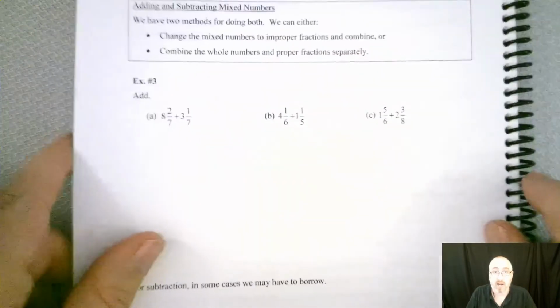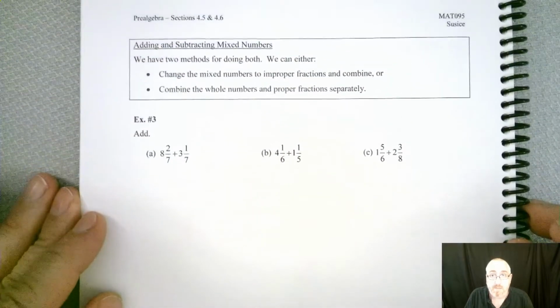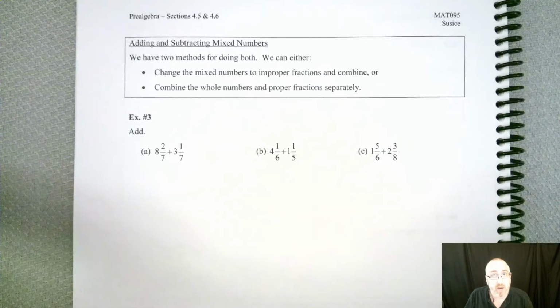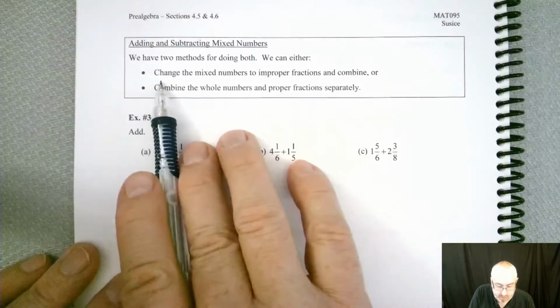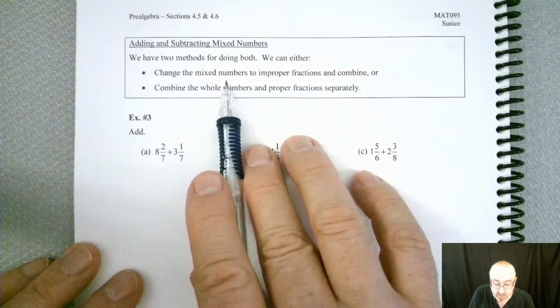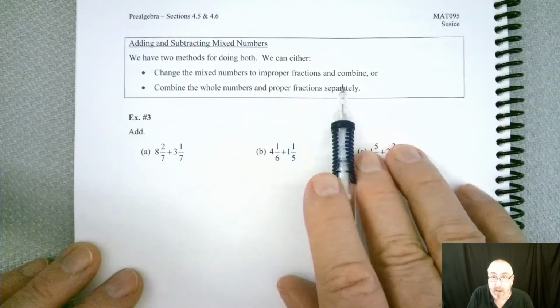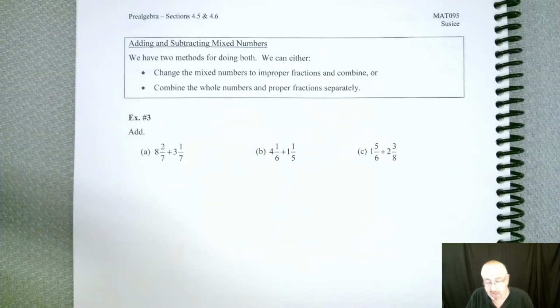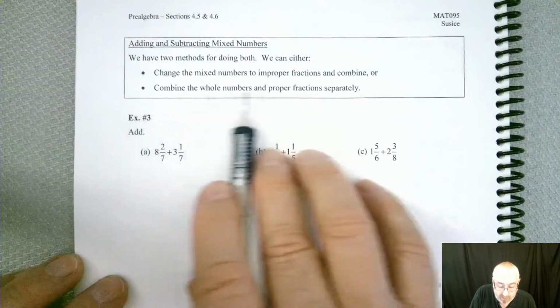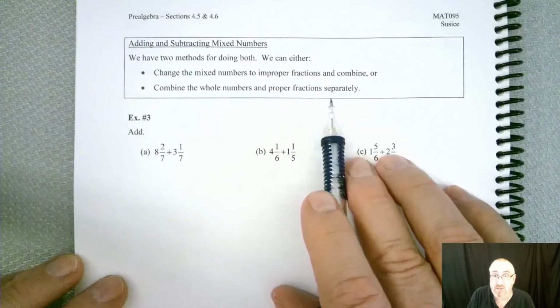Now let's see how we can use that to do some adding and subtracting. So adding and subtracting, we do have a couple of methods that we could choose from, but I'm going to push you towards one just because it helps fold into multiplying and dividing a little easier. So there's 2 methods. We can either change the mixed numbers to improper fractions and then combine them and then switch it back at the end. Or we can combine the whole numbers and the proper fractions separately.